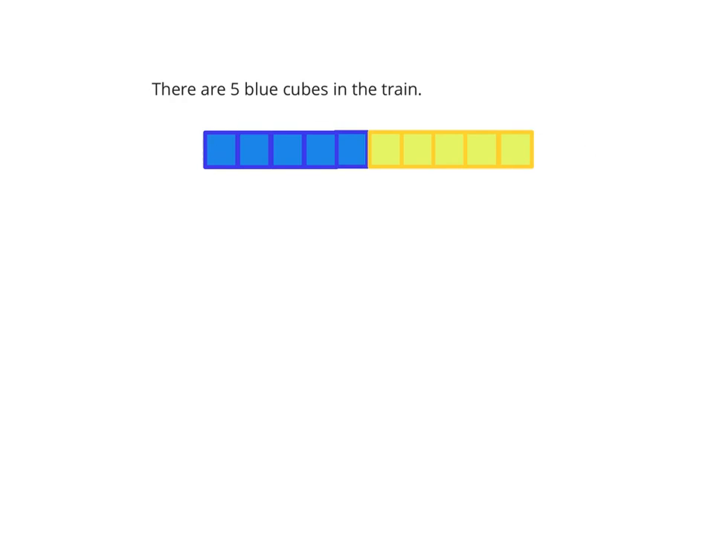So what fractions describe how much of this train is blue? Well, that would be 1 part out of the 2, right? So that's 1/2. And we could also say 5/10 because 5 out of the 10 cubes are blue. So 1/2 and 5/10 are equivalent, and both tell the fractional part of the train that is blue. But they also tell the fractional part that is yellow.